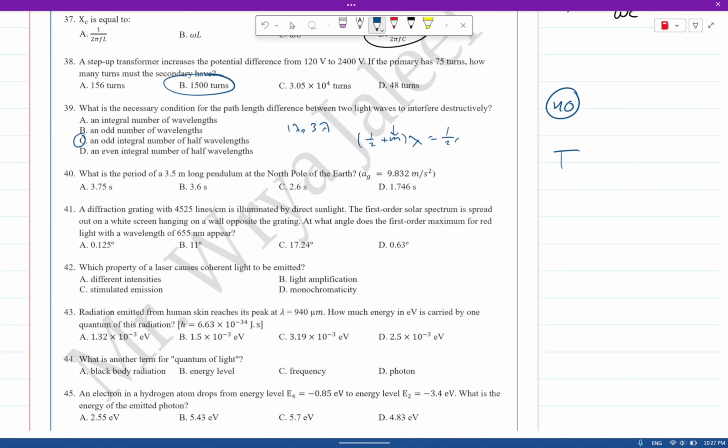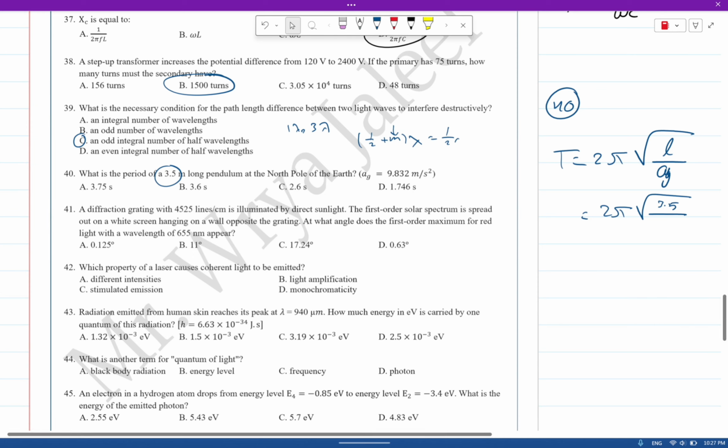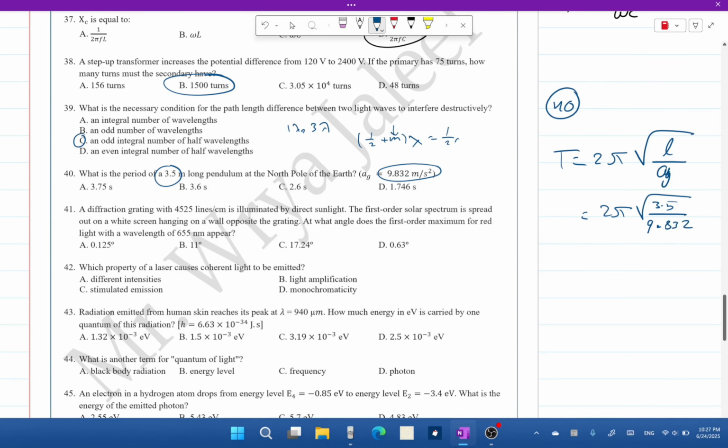The period of a pendulum is equal to 2 pi, the radical of the length of the pendulum divided by gravitational acceleration. So again, 2 pi multiplied by the radical of the length of the pendulum, 3.5 meters, divided by gravitational acceleration. But look, don't write 9.81, because this is given here. So 3.5 divided by 9.832. If it was not given, of course, then we would have used 9.81. But since it is given, it is a condition and you need to use that value only.